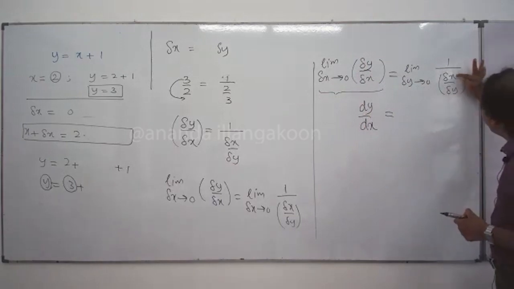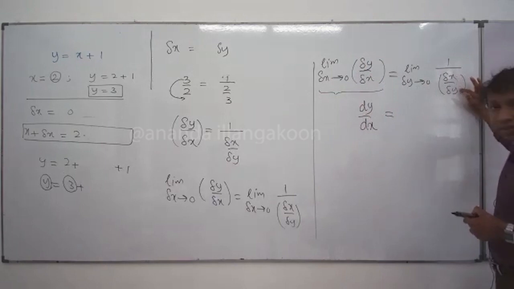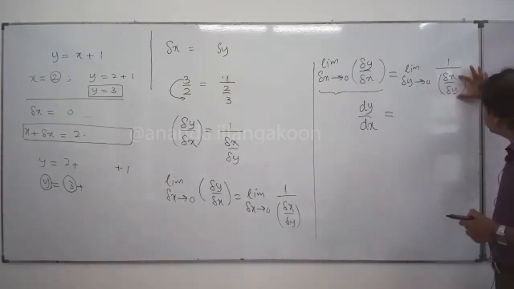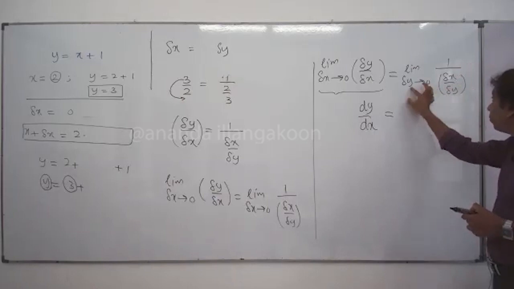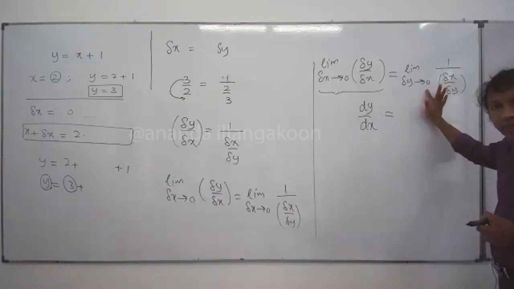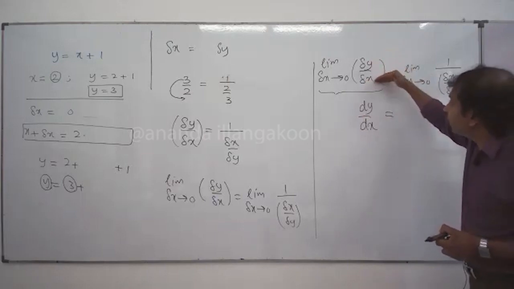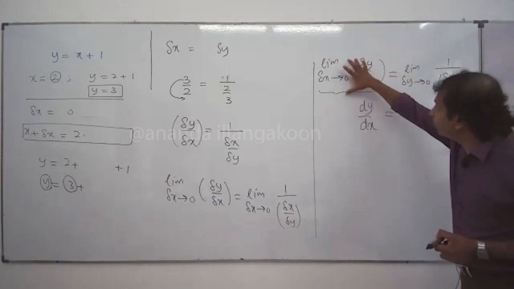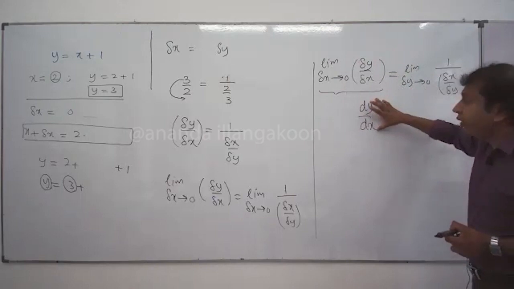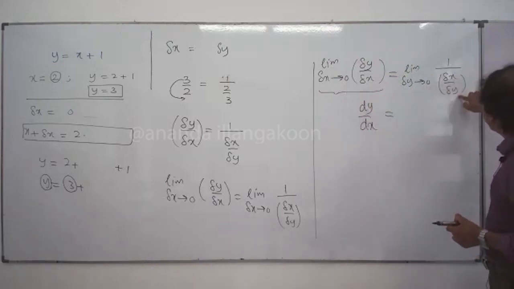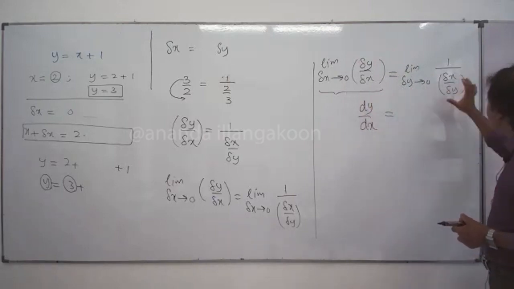Here we have delta x divided by delta y. In this ratio, the denominator delta y is going to 0. According to this, for delta y by delta x, with the denominator going to 0, the result is denoted by dy by dx. Here, for delta x upon delta y, with the denominator going to 0, the result is denoted by dx by dy.